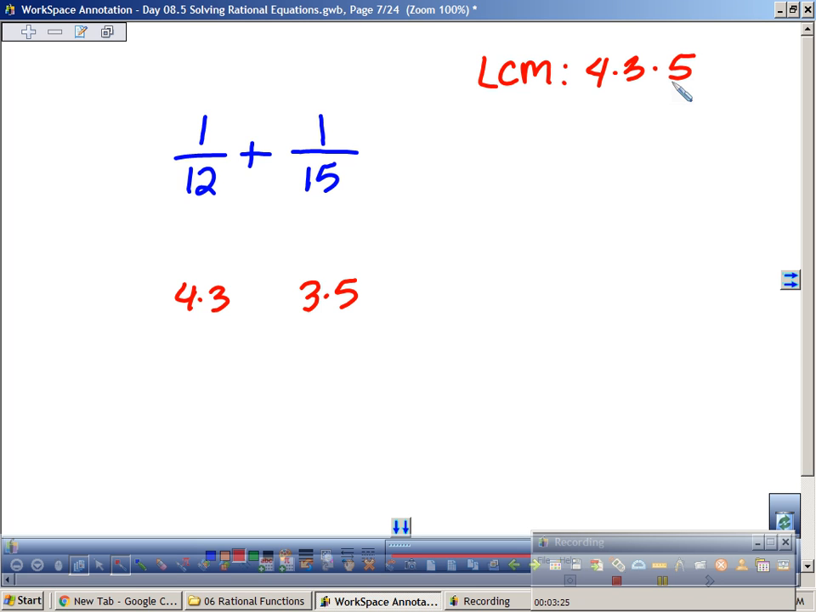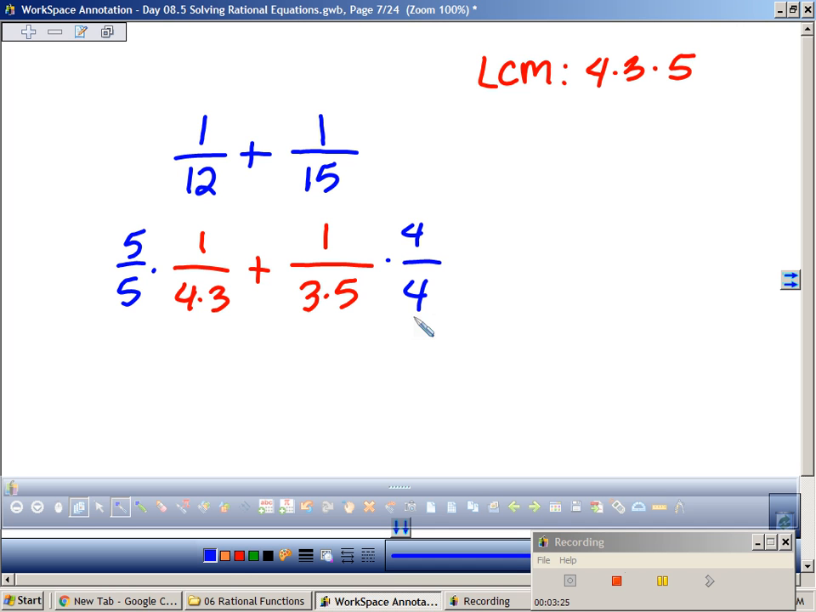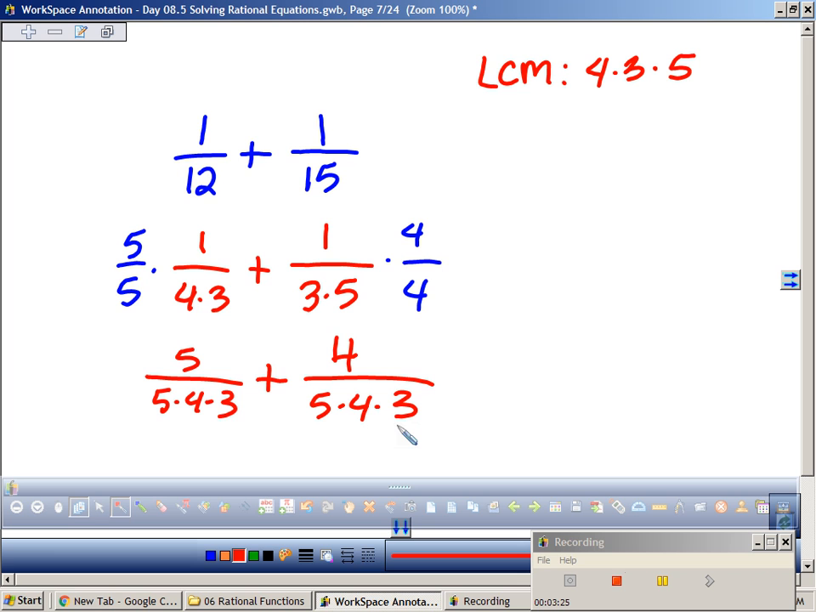So then I ask myself, what do each one of these need? This one has a 4 and a 3, so we need a 5. And this one has a 3 and a 5, so it needs a 4. So now, if I multiply across, I have 5 times 1 is 5 over 5 times 4 times 3. And this one is 4 over, I'm just going to switch some things around, 5 times 4 times 3.